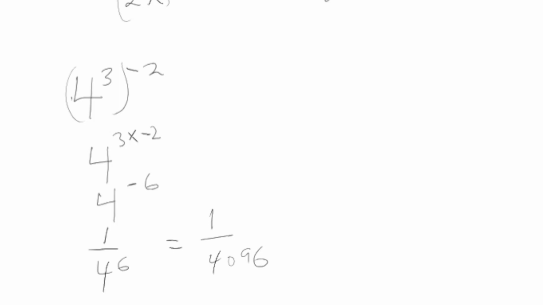Let's look at another one. So this one was the power rule, power of powers. Let's look at another one. If you have 2 exponent 4 over 2 exponent 6, all exponents negative 3.